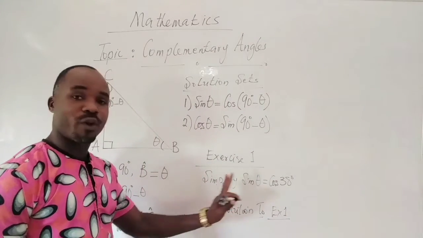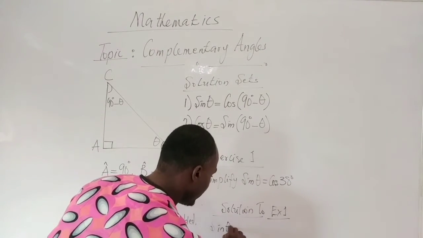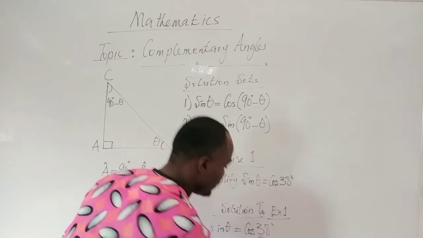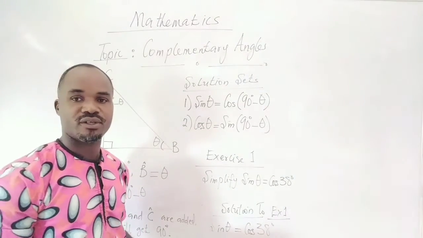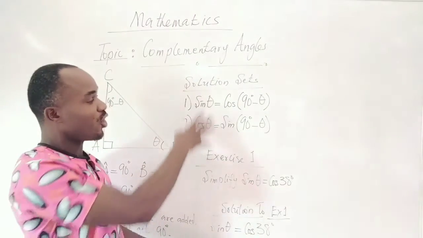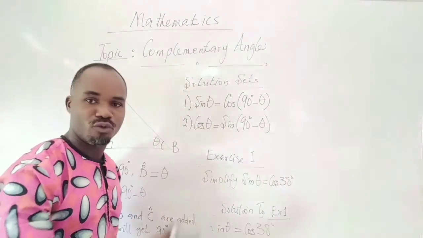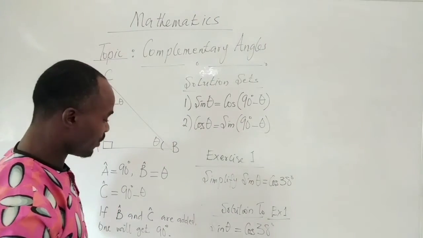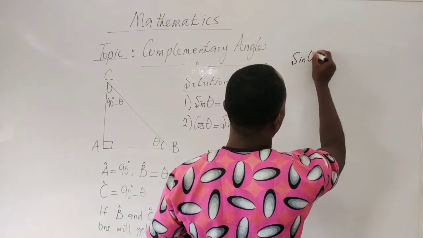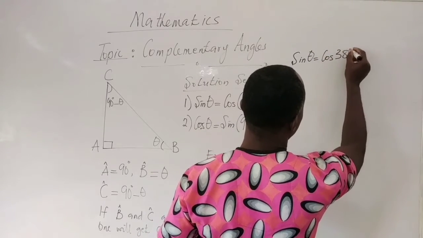We put down, first of all, the question. The question is sine theta is equal to cos 30 degrees. The next thing we are going to check is, since we have this kind of question, which of the solution sets matches this question? So the question remains sine theta is equal to cos 30 degrees.